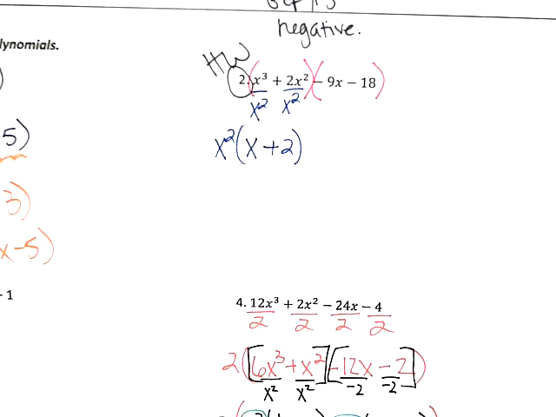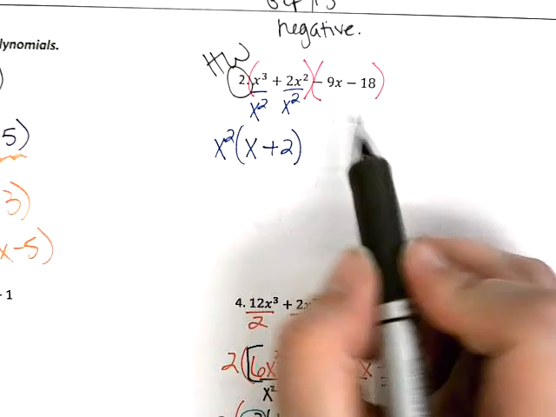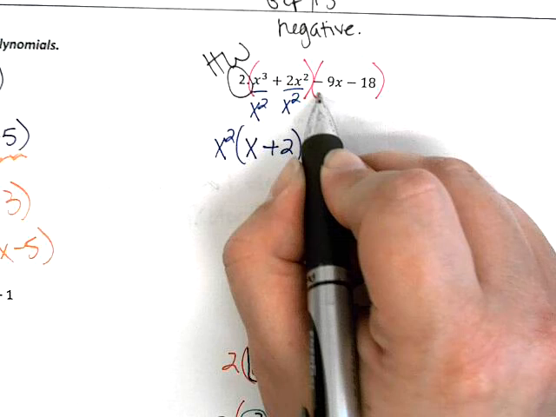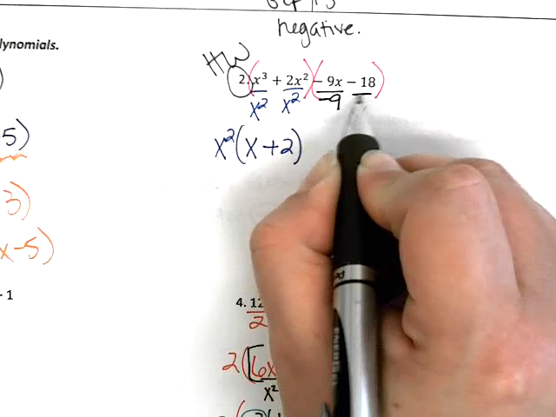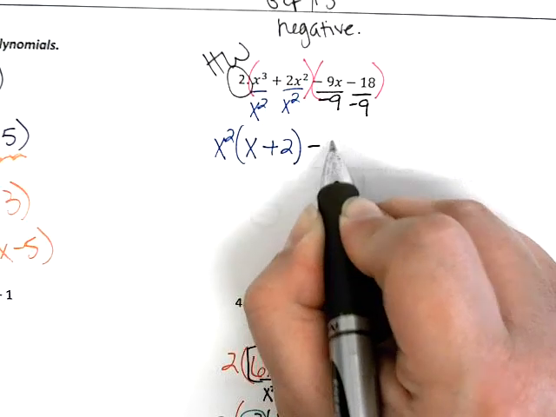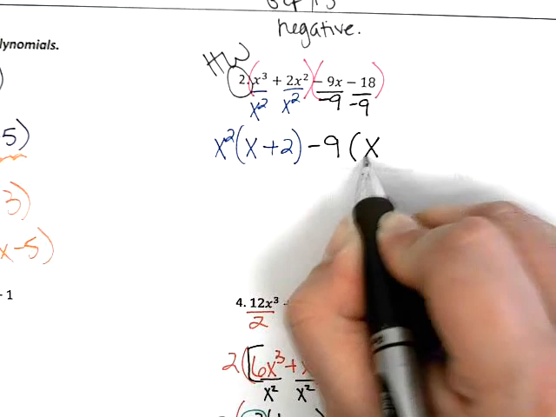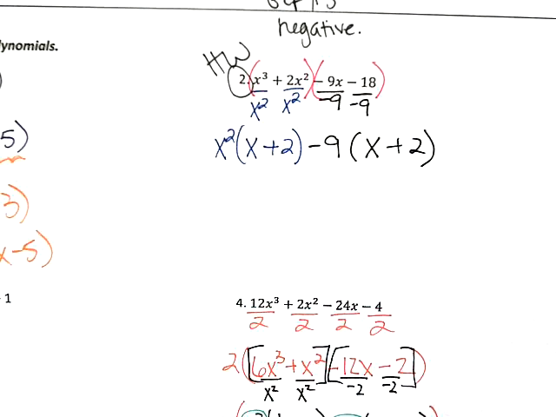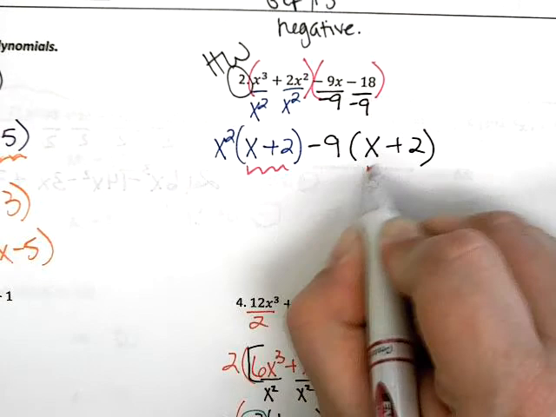Then I'm going to look at my second pair and I'm going to determine my GCF. So negative 9x minus 18, I'm going to divide both of those by negative 9 because I can, and I'm left with x plus 2. Well, now when I look at this, I have a match here, x plus 2.